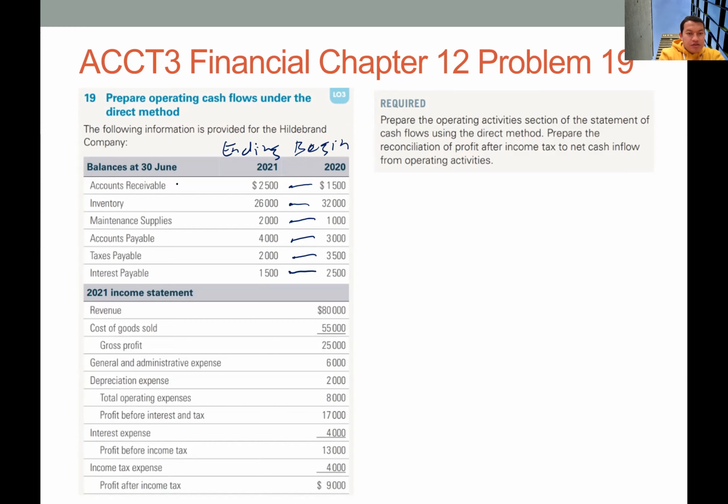Okay, so these three, oh sorry, these three are basically current assets, and these three are current liabilities. Now let's start calculating the cash flow from operations. So we have to use the direct method. Okay, so we will start with the cash collection from customers.